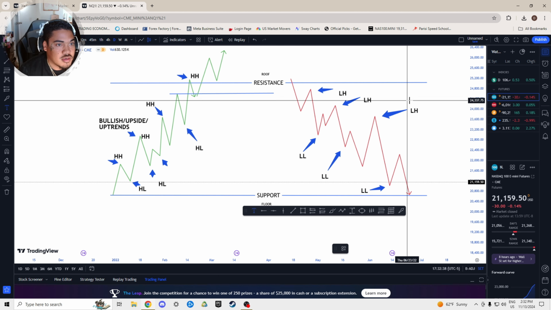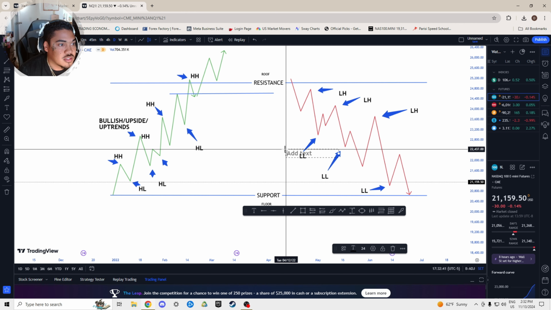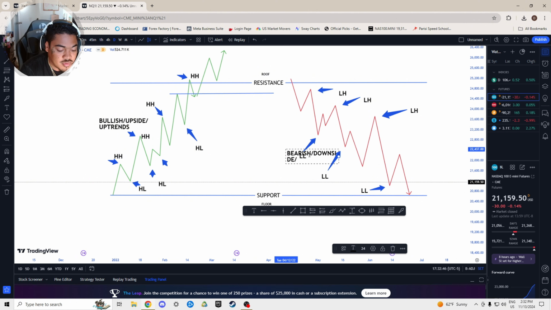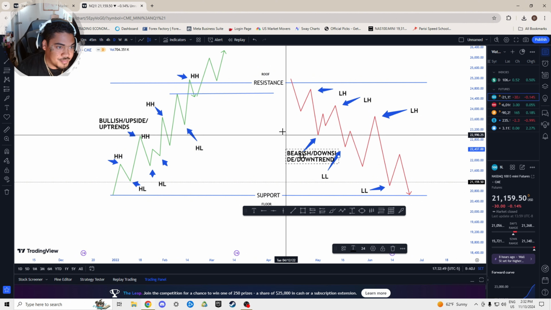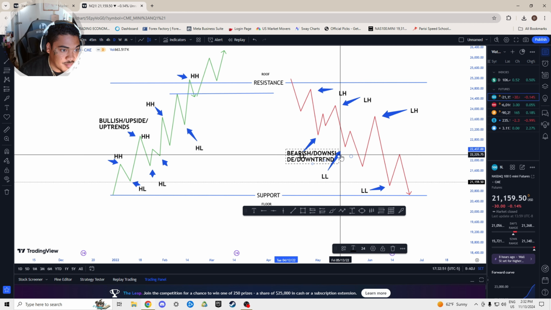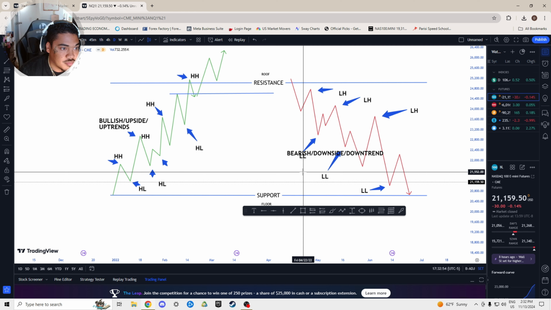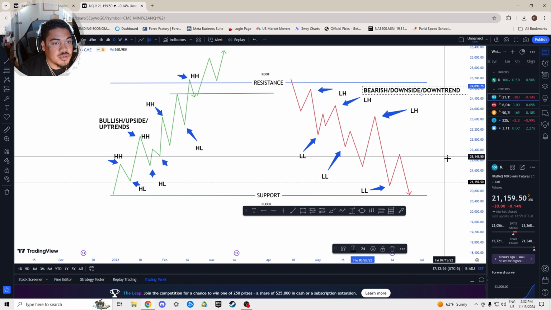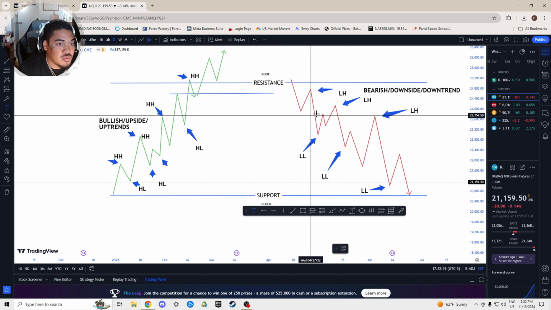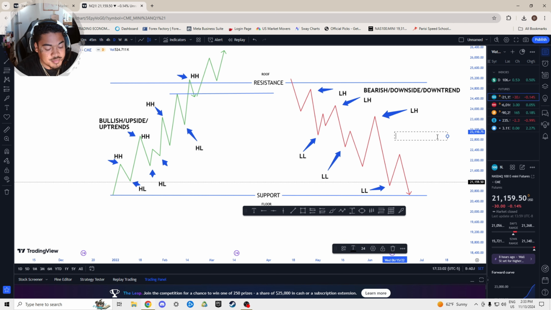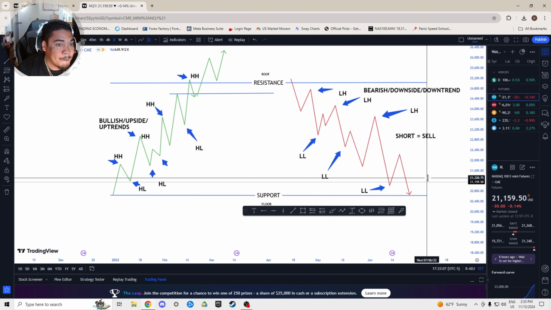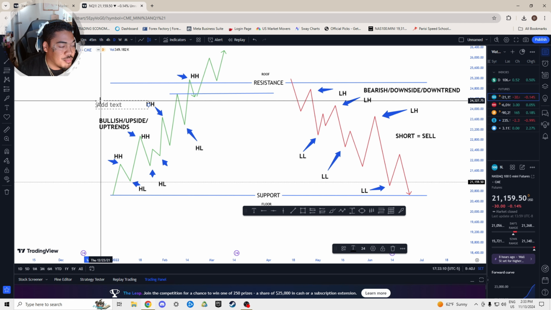gonna have these are our bearish conditions. Bearish. You can call that downside, downtrend. So ideally, when you have a bearish market, you're going to be wanting to go short or sell. And on a bullish, you want to go buys or go long.